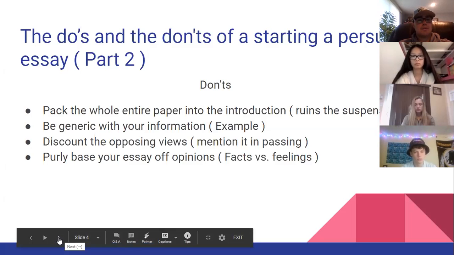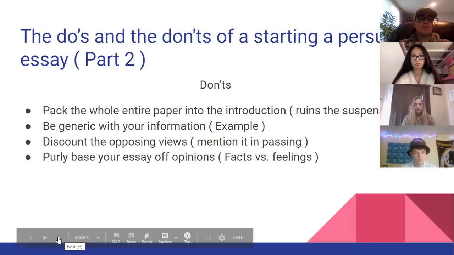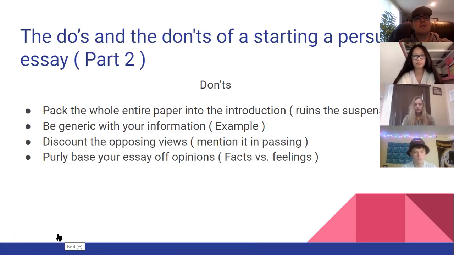Don't discount the opposing views. You can mention it in passing. It's okay to mention the opposing side. Just don't mention it too much because then the reader thinks that you could support it. And don't purely base your essay off opinions. Obviously, you want to stick to facts as opposed to feelings.